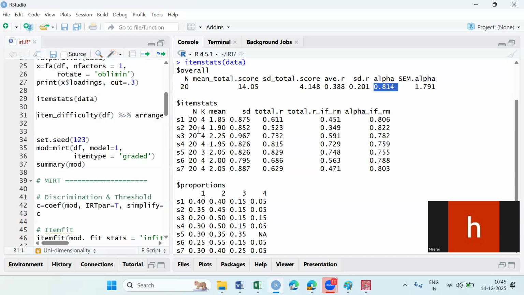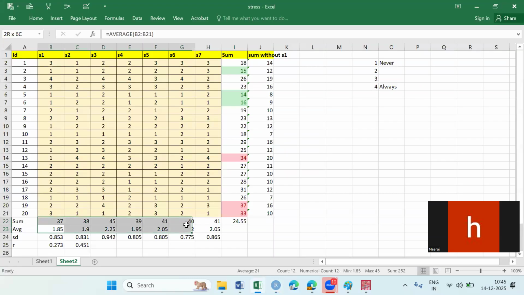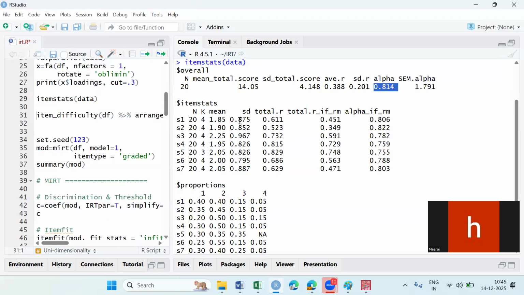Total number of people is 20. Tot K means the number of items, it is 4. This is the mean. We have computed mean and the standard deviation, and the same are given here. What can we compute from here? Item number 3, which got 2.25, seems to be the easiest item, followed by item number 7, item number 5. On the other hand, item number 1 seems to be the toughest one, where very few people actually agree to this statement.